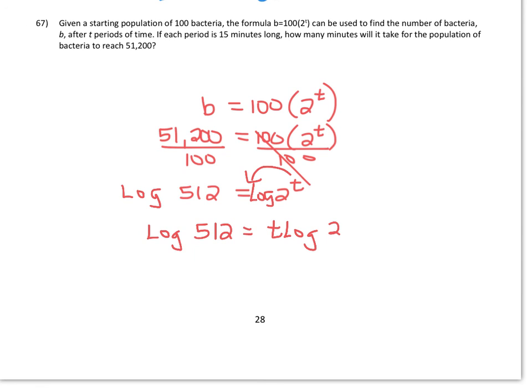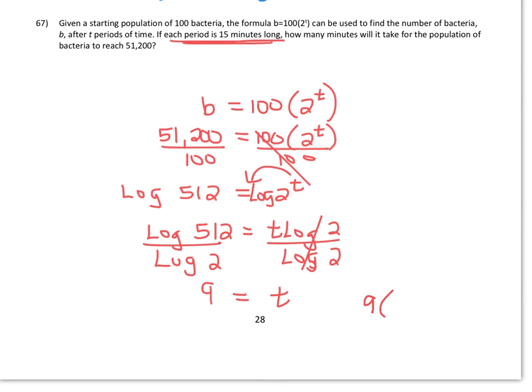All right, and then when we divide both sides of the equation by log of 2, because we're trying to get the t by itself, that leaves us with t equals, and you could plug this into your calculator, and you wind up getting 9. Now, t stands for the periods of time. So how many time periods have passed? This means 9 time periods have passed. And now they're telling us that each time period is 15 minutes long. So if we want to know how many minutes have passed, we could take the number of time periods and multiply it by how many minutes are in each time period, and that will give us the total number of minutes that have passed, so 135 minutes.